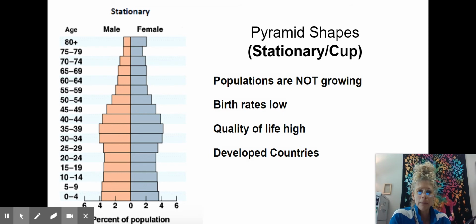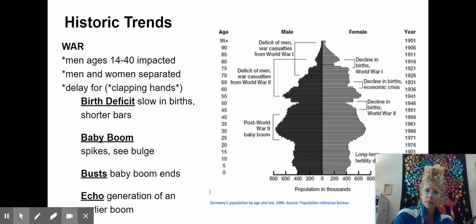So we almost see that in some of these inverted shapes where you have a population that could be at 0%. So I'm sorry, the growth rate can be at 0% because there's actually more people dying than babies are being born. Okay, so this indicates a very high quality of life. Not many people are having babies in a population pyramid like this.